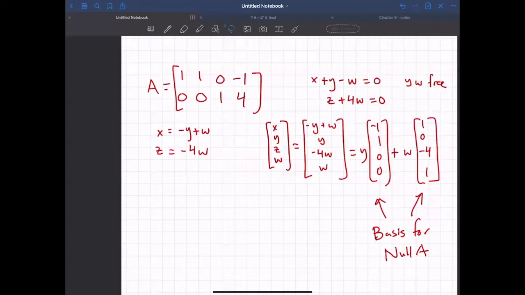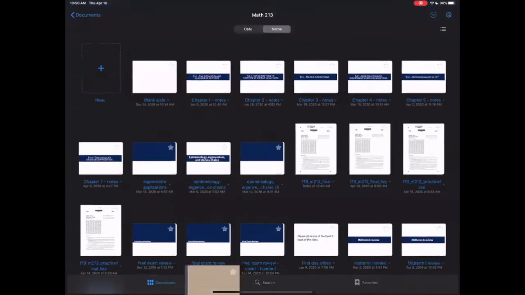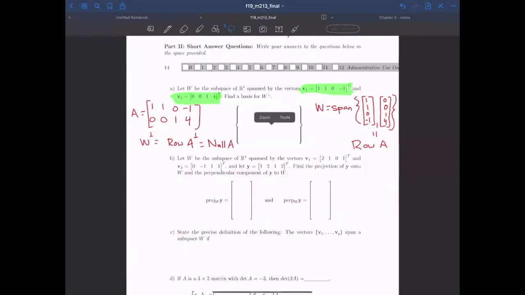So let's go back to our thing here. I'm just going to copy and paste these in, except I'm going to remove the variables here. Okay, and that should be a basis for the orthogonal complement. Now, does anyone know how you could verify that this is indeed a basis for the orthogonal complement?